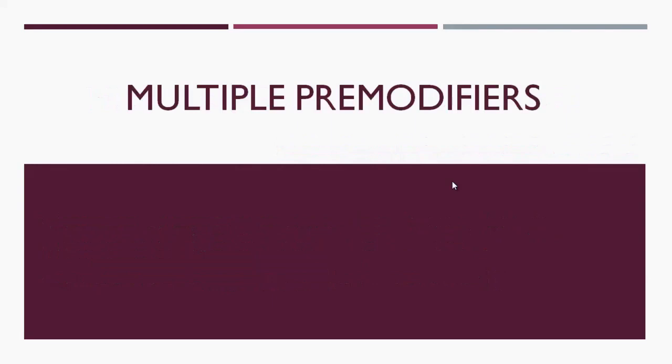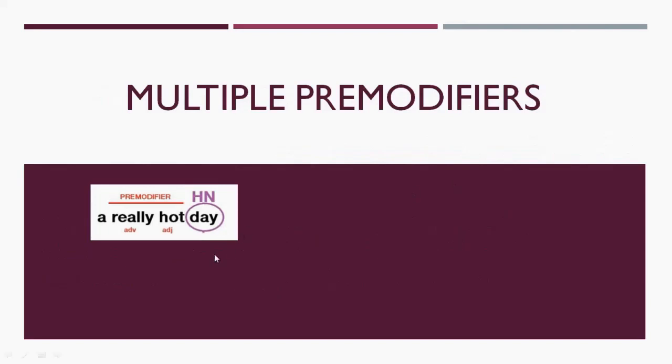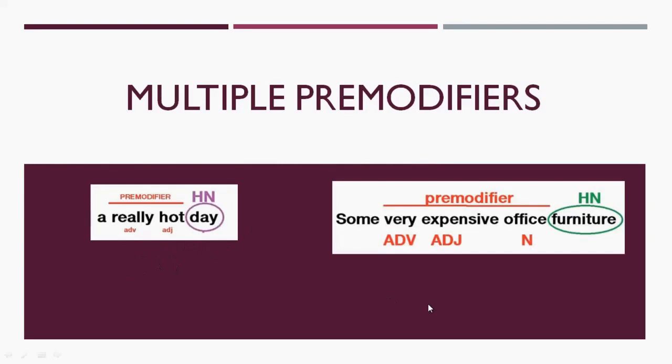Let's see some examples of this multiple premodification. In the first example, our head noun is the noun day, which has been premodified by an adverb plus an adjective. See that in this case, the adverb is not placed immediately before the head noun. It's not modifying the head noun directly. In this second example, we can see our head noun is the noun furniture, which has been modified by a sequence where we can find an adverb, an adjective, and a noun.